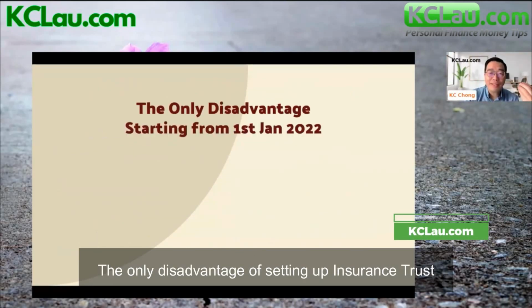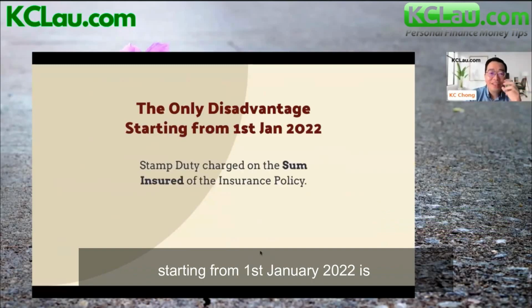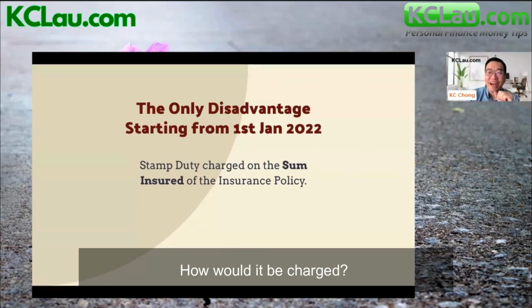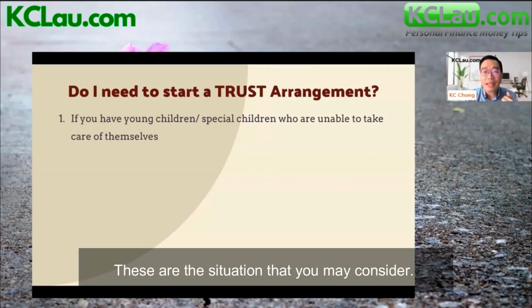The only disadvantage of setting up an insurance trust from 1st of January 2022 is stamp duty. LHDN suddenly came in and charges this stamp duty on your sum assured. Okay, how would it charge according to the tier? 1%, 2%, 3%. Do I need to really start up a trust arrangement? These are the situations that you may consider.